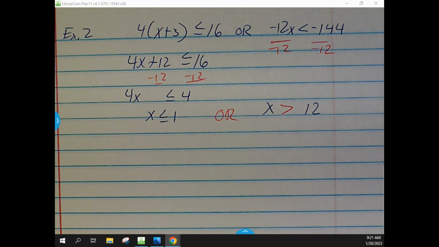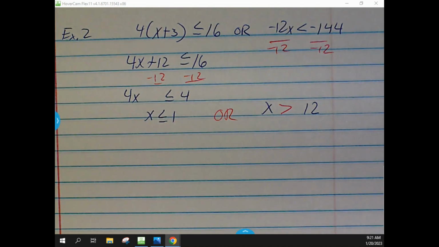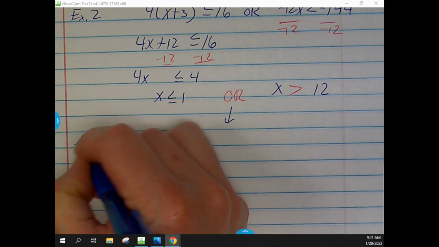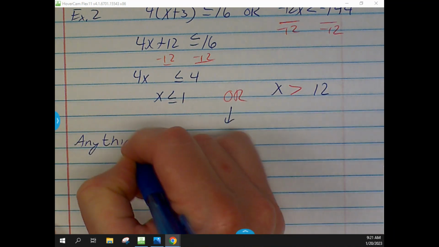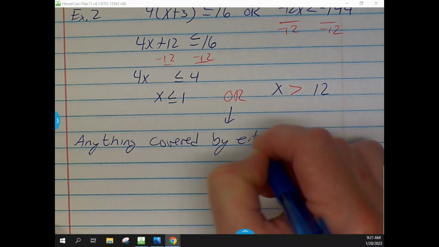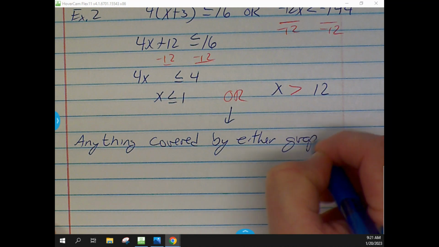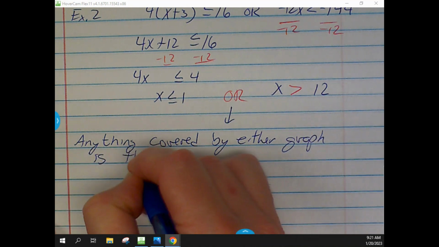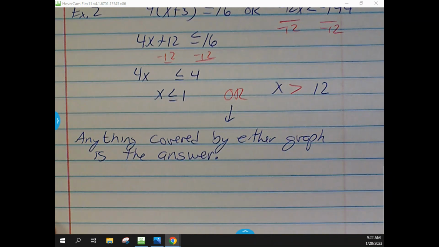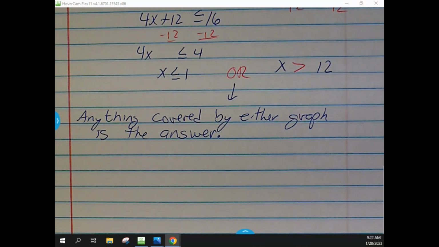And for the and, it was basically the overlap of the two graphs. When you talk about the or part of it, it's anything covered by either graph. So for the or, you just graph those two things, and whatever you get, that's what you get. You don't have to worry about the overlap or the sandwich or anything with that one.